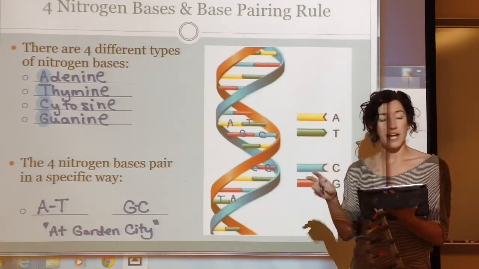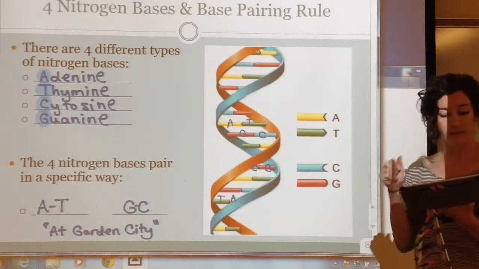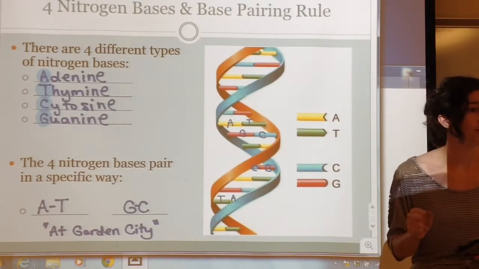There are 4 different types of nitrogen bases: adenine, thymine, cytosine, and guanine.